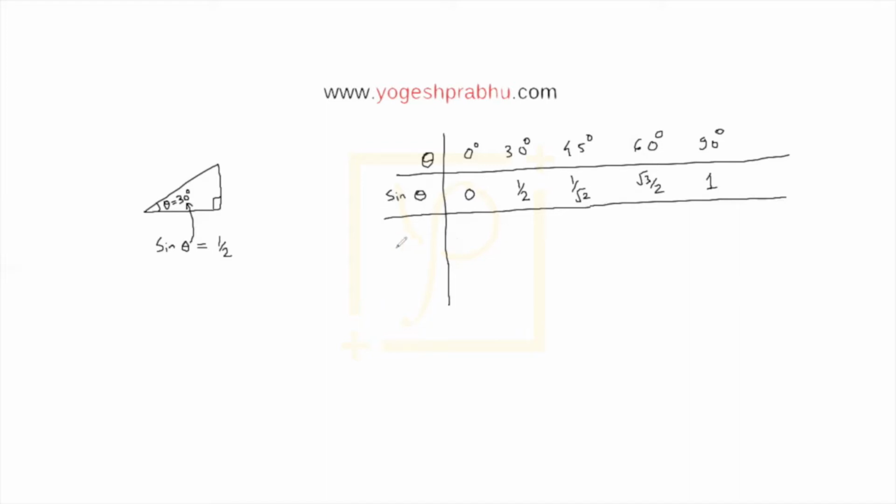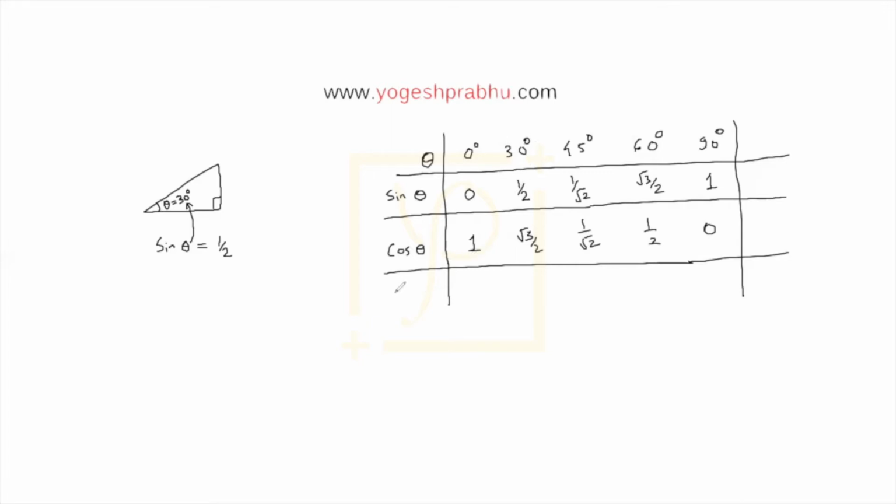Now, if sine theta is this, finding cos theta is going to be very, very simple. All these numbers, 0, half, 1 by root 2, root 3 by 2, and 1, you just have to flip them, reverse their order. So it is going to be 1, then root 3 by 2, then 1 by root 2, then half, and 0. What I'm trying to tell you is, if you want cos theta when theta is 0, the value is 1. If theta is 30 degrees, then cos of 30 is root 3 by 2, and so on. That way you can find all the cos theta values for different theta numbers.